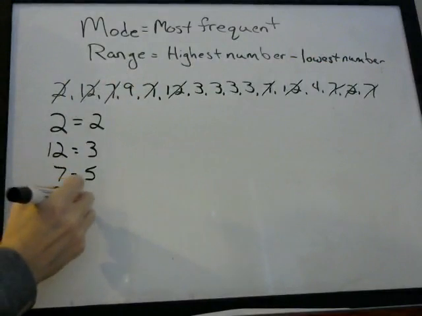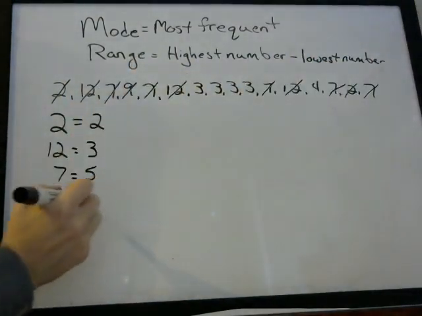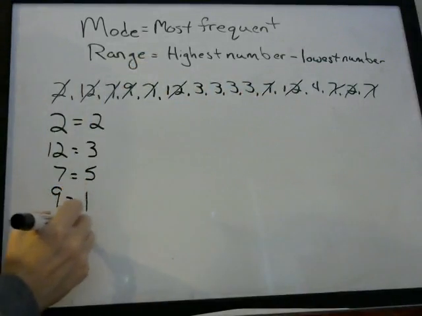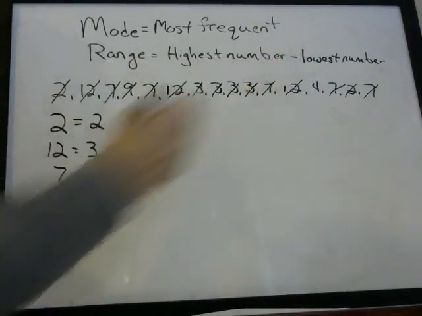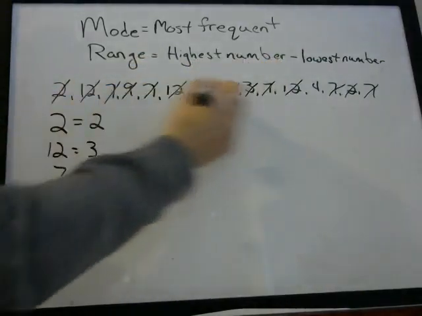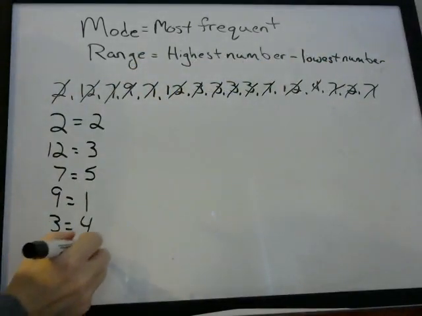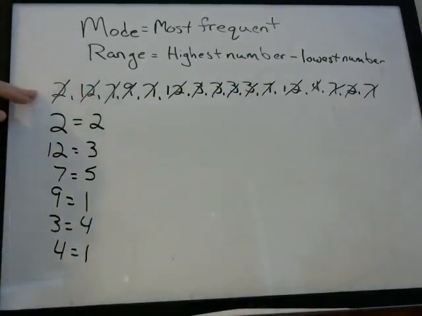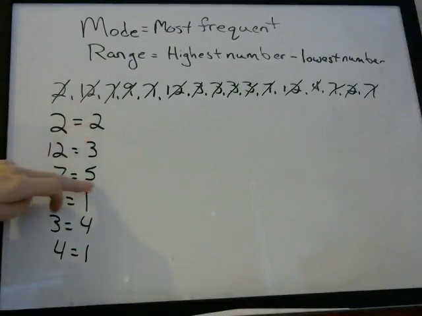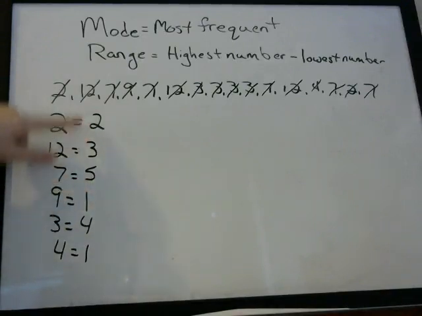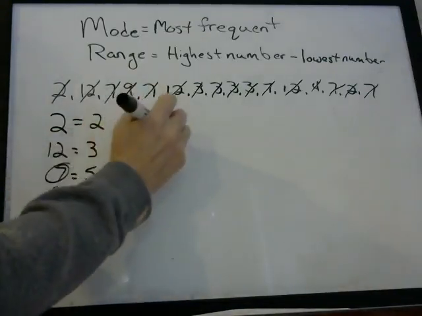Next number is 9. There's just 1. Next number is 3. 1, 2, 3, 4. And the next number is 4, and there's only one of them. So which one of these numbers in our data set occurs the most often? Well, the 7 occurred 5 times. 5 is the largest number out of all of these. So the mode is 7.